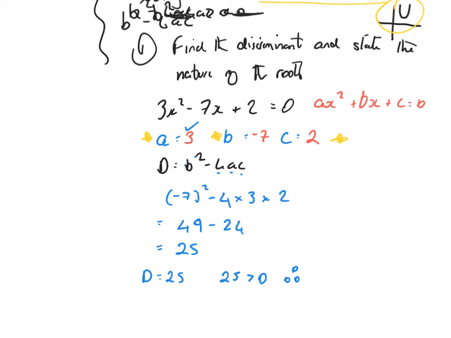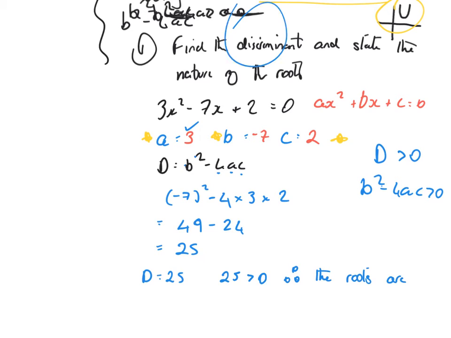Therefore, so those three circles in a triangle mean "therefore". Therefore, the roots are, let's have a wee think about it. What was the note we took before? When the discriminant D is greater than 0, that meant that the roots were real and distinct, and that was from up here. So D equals 25, 25 is greater than 0, therefore the roots are real and distinct.